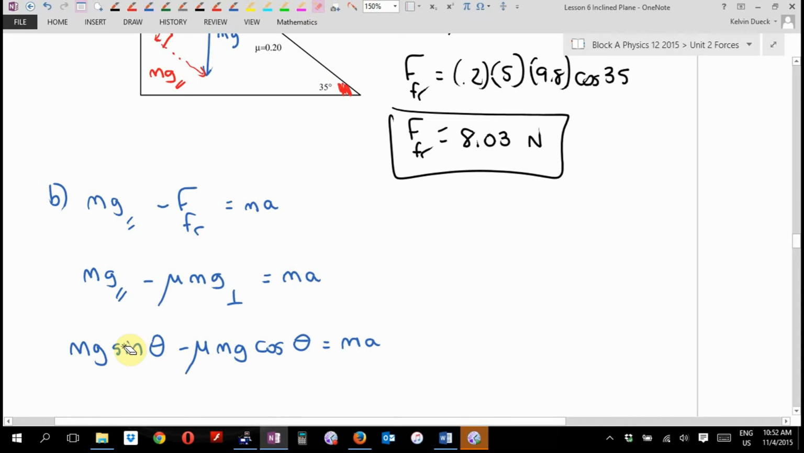Is there an m in this term? Is there an m in this term? Is there an m in this term? Tyler, is there an m in every single term? Then you know what? Turns out I could have given you this question without the mass. Part B. Part A, we needed the mass to find the force of friction.